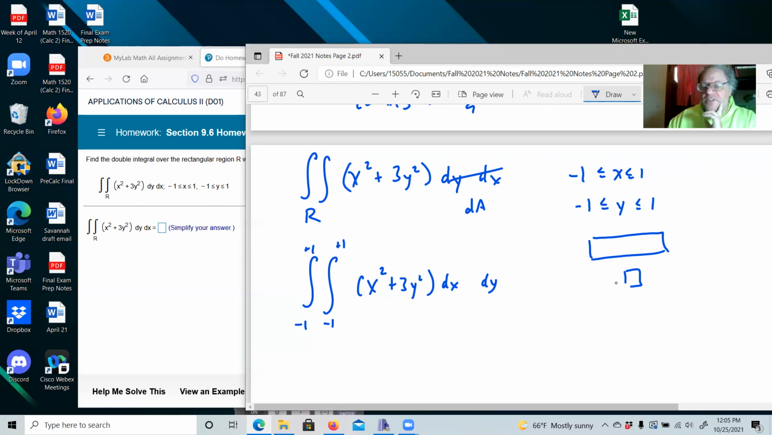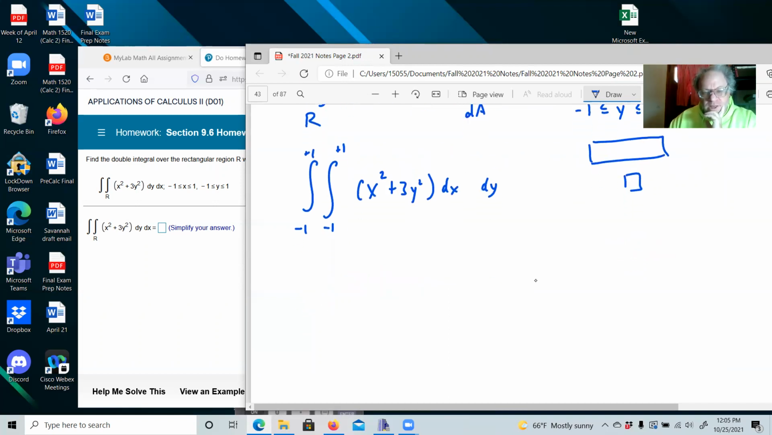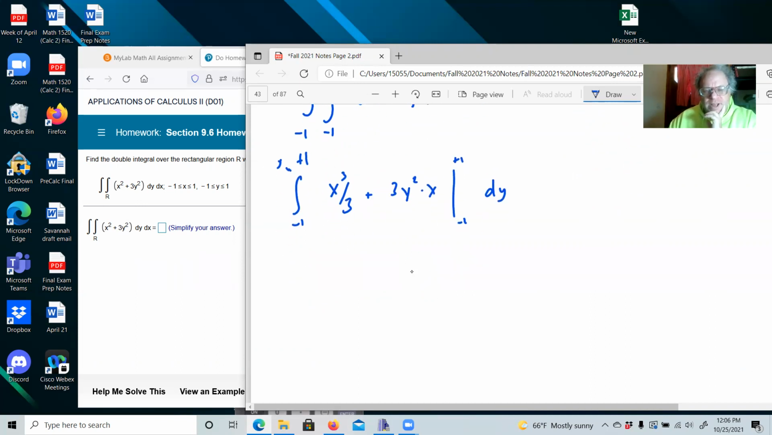Doesn't really matter. So we have -1 to 1. Remember, this is for y's. And then we're going to integrate. So this is going to be x cubed over 3 plus 3x squared times x. We're going from -1 to +1, and we have our dy still. So let's go ahead and figure this out.